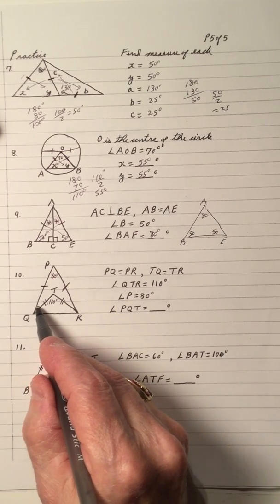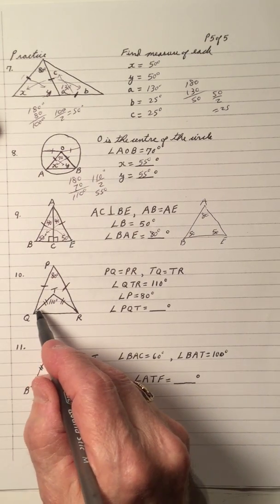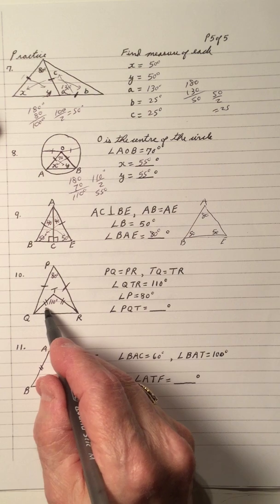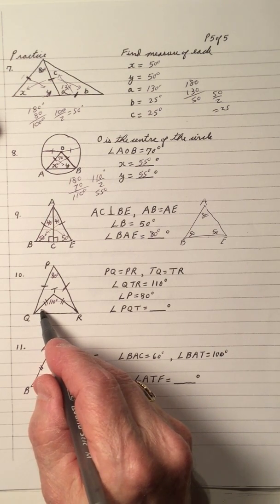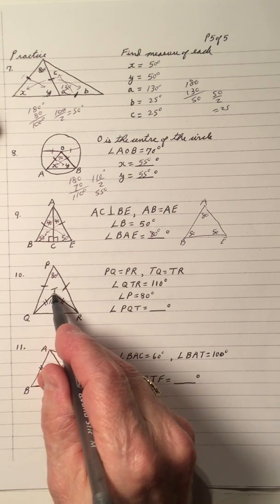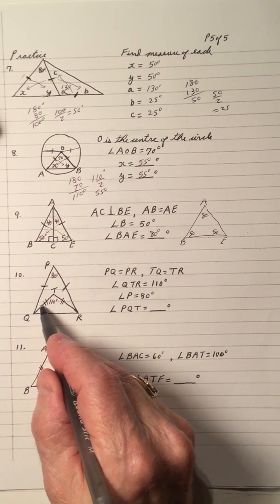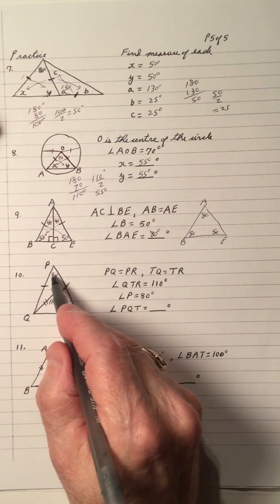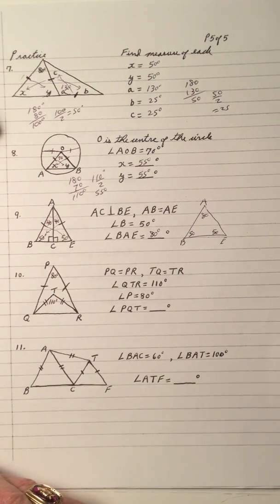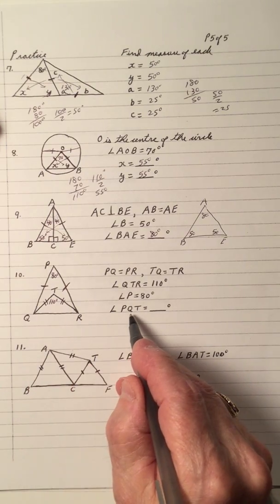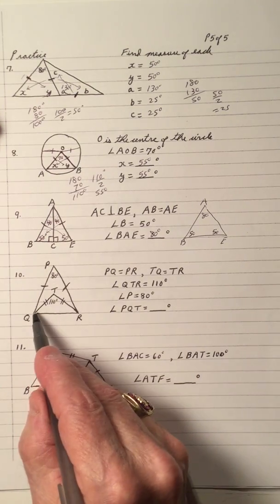I can't say angle Q, because angle Q could be this big angle, it could be this little tiny one here, TQR, or it could be TQP. So there are three angles here. I can't name these angles with one letter, but I can up here because there's only one angle. Angle P is 80. Let's find PQT.